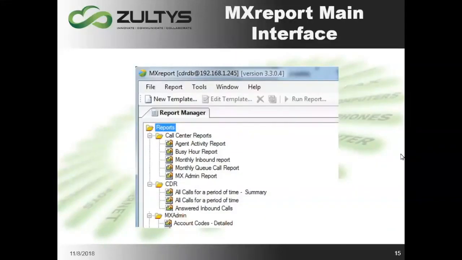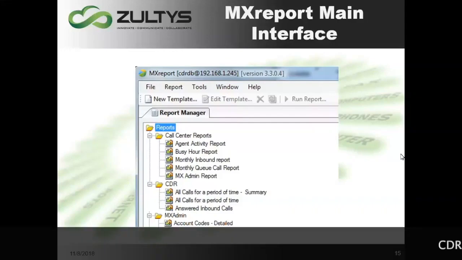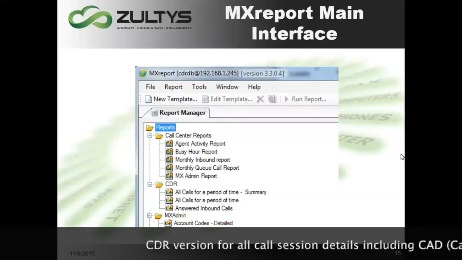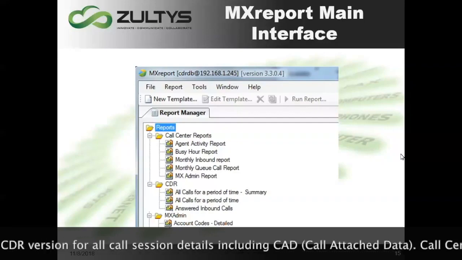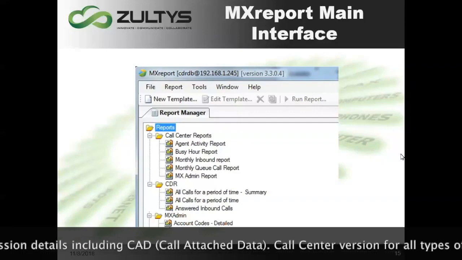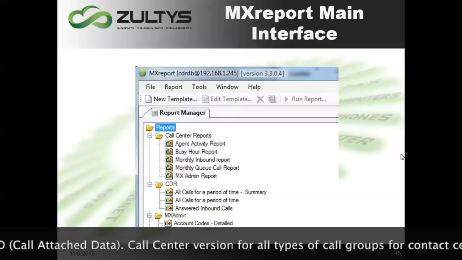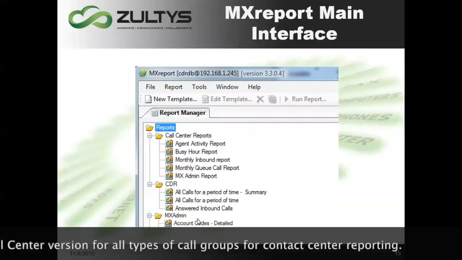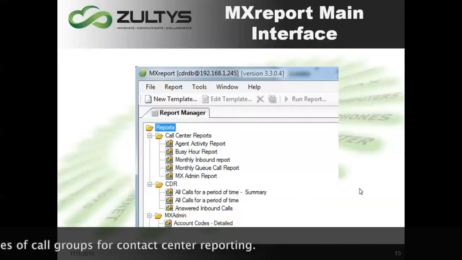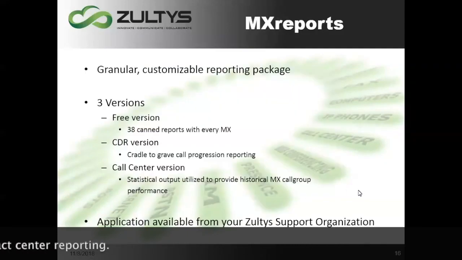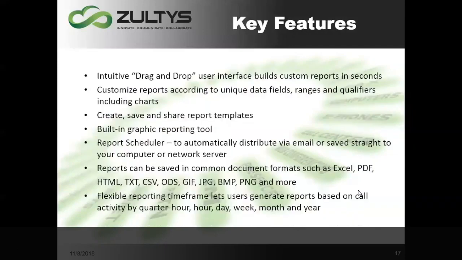This is the main interface of the MXreport application. There are 3 different report types. Every system has 38 built-in reports that are in the MX admin section. And we have optional reporting packages for CDR type reports and/or call center type of reports. So if you are licensed for CDR and/or call center reports, you're able to run those, but everybody can run the ones under the MX admin folder. The application is available through your Zultys support organization.